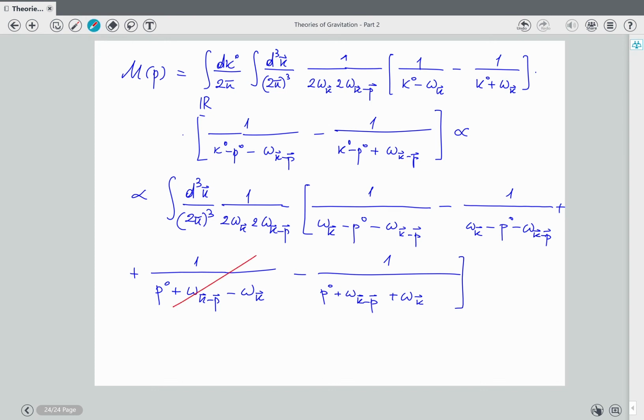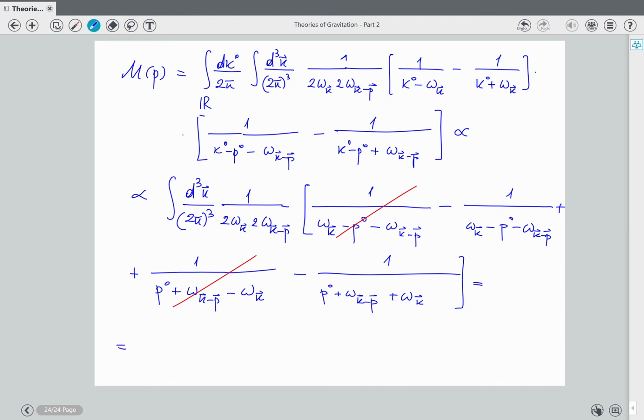Now you see that those with the differences of frequencies cancel out. There is no singularity there. And you remain just with those two contributions with the right singularities, with sums of two frequencies multiplied both by the same sign.